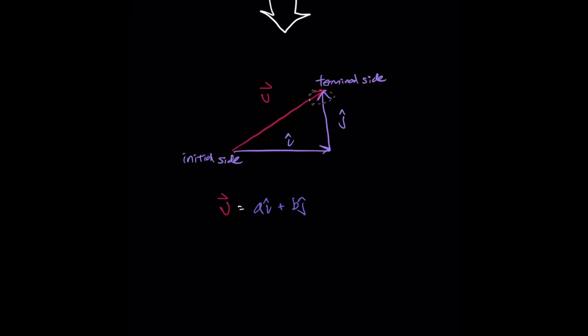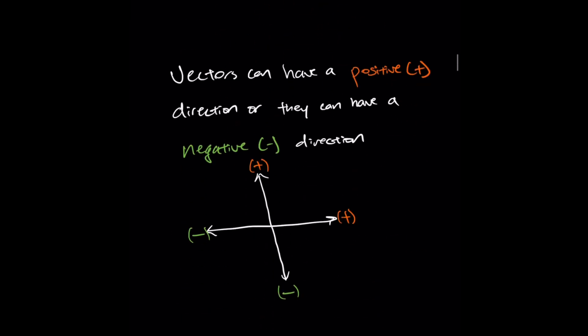Vectors can have a positive or negative direction, as seen with this chart as the frame of reference. So, for example, a vector in this direction would have a positive a component and a positive b component, while a vector in this direction would have a negative a component and a negative b component.